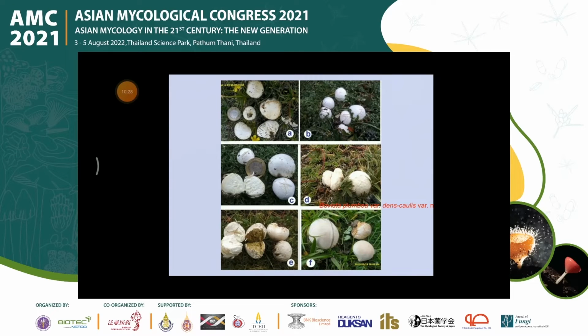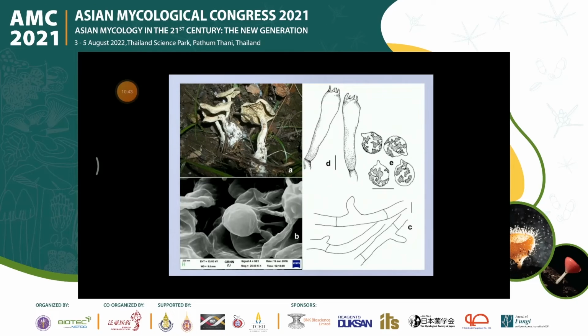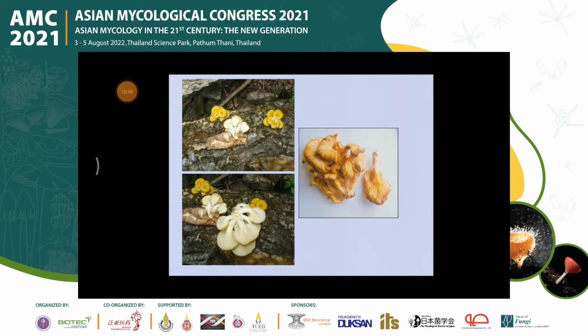These are the puff balls. Here you can see a puff ball, that means Calvatia, belongs to genus Calvatia cyathiformis, forming a fairy ring in our botanical garden, University of Jammu, Jammu. This is a new genus record for India, Clitopilus populinus. And this is Pleurotus pleurotus, growing on Juglans regia.